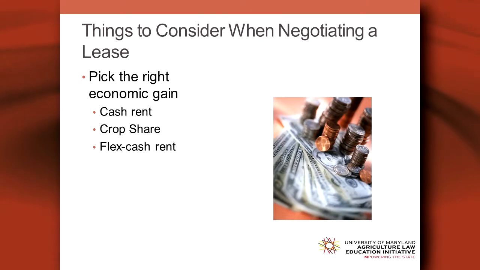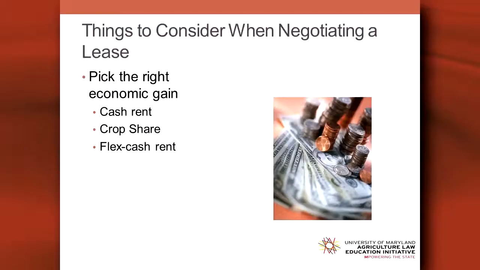So what do you need to think about when you're negotiating these leases? Well, you need to pick the right economic gain, and this is going to come into that definite rental rate that we talked about before. So you need to have an idea. Do you want a cash share? Do you want a cash rent? Do you want a crop share rent? Or do you want a flex cash lease?